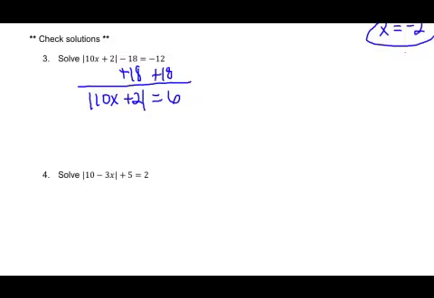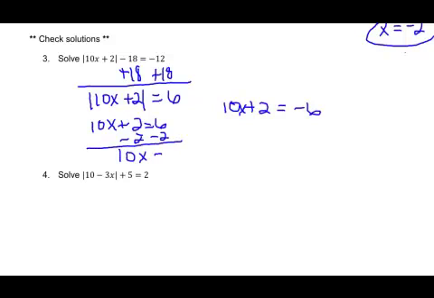So then from here we want to set up our two equations. Again, whatever's in the absolute value can either be positive or negative, because the absolute value then makes it positive. So 10x plus 2 can equal a positive 6, or 10x plus 2 equals a negative 6. And that's our two cases that we need to look at. So to solve, we want to subtract 2 from both sides.